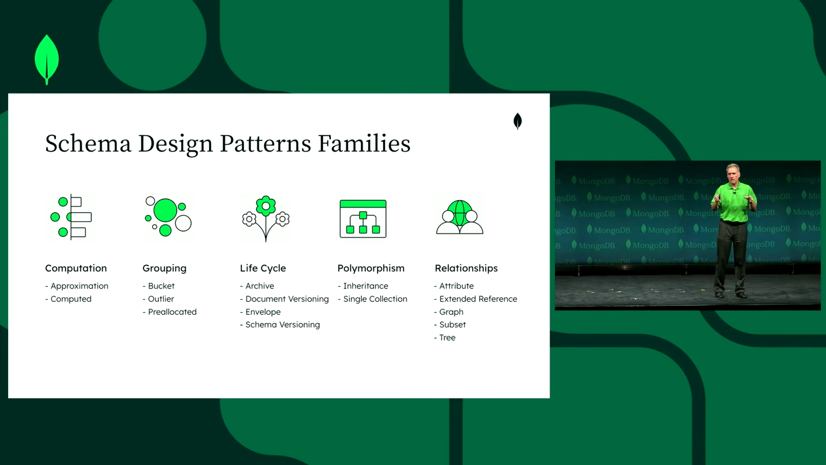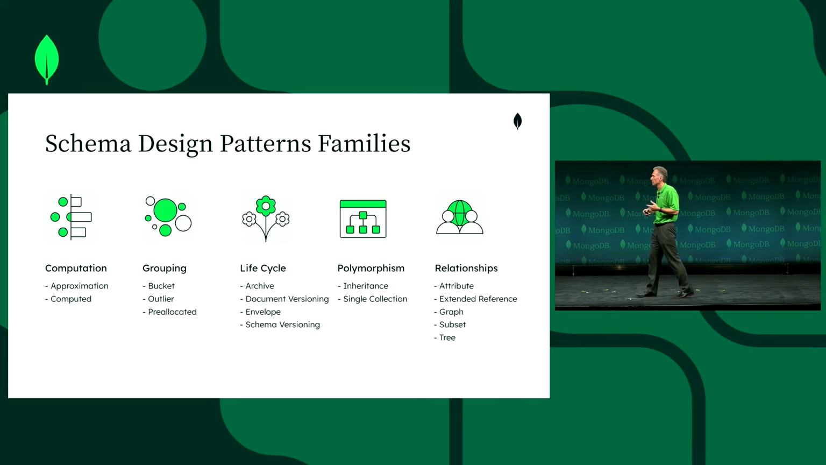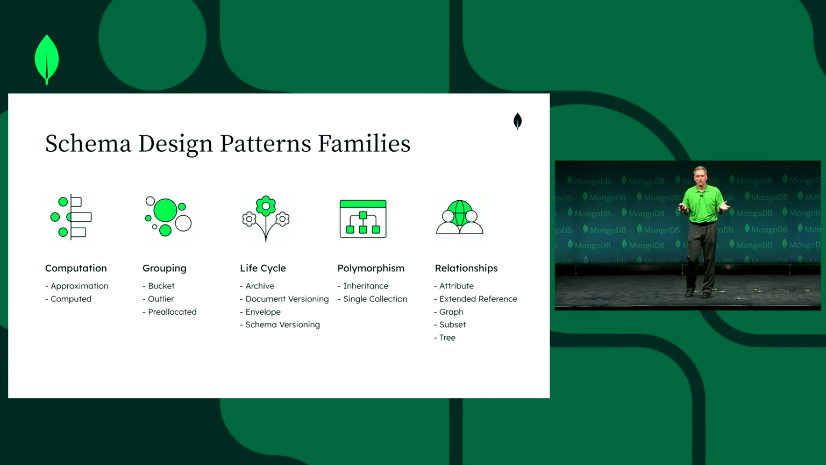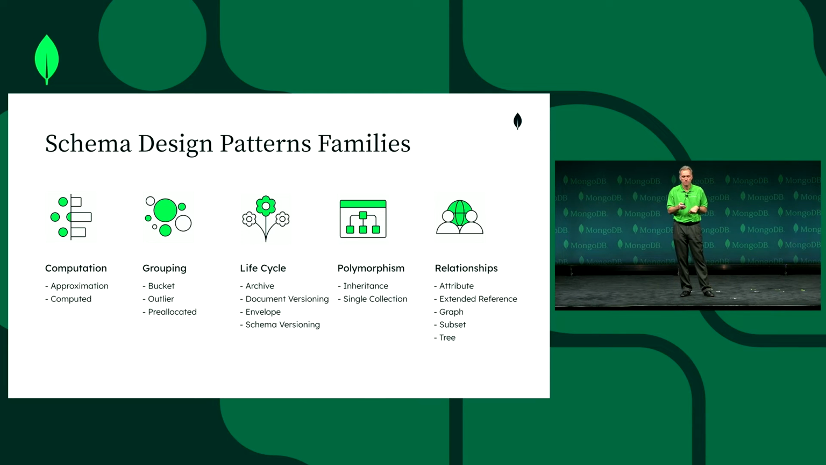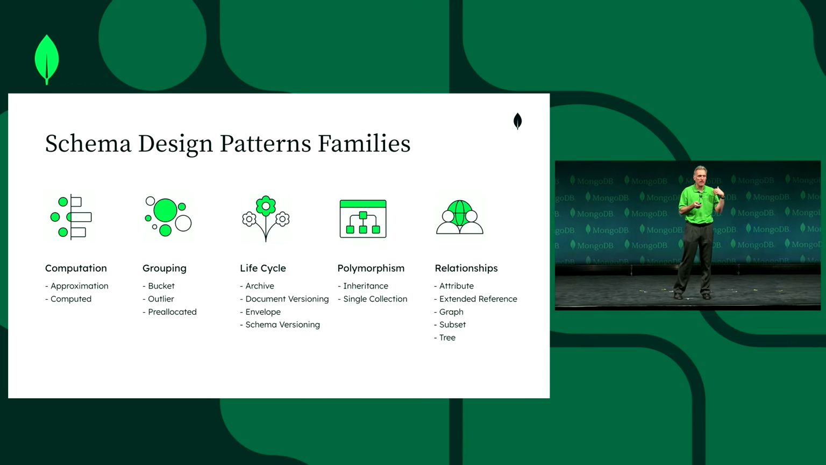The schema design patterns are organized in families. There are 5 families that go from computation, grouping, life cycle, polymorphism, and relationship. We obviously don't have time to dig into all of them. However, I'll give you additional learning references at the end of the presentation, readings or videos that you can go to learn more about all those patterns. But what we're going to do is look at a few of them and apply them to our use case.